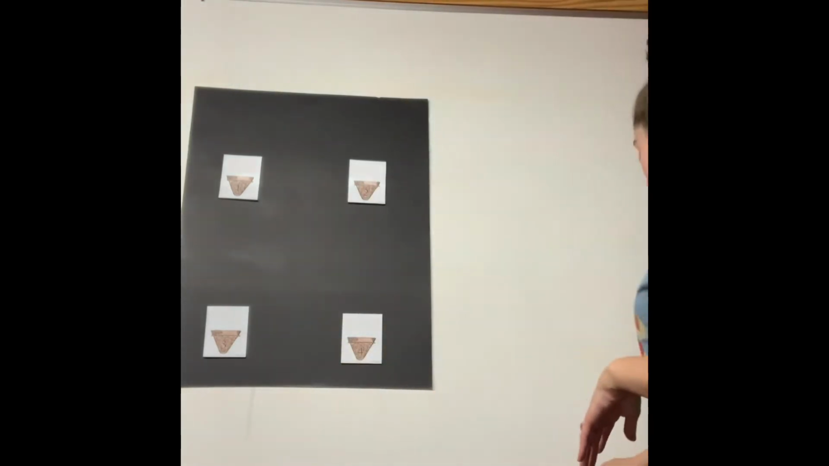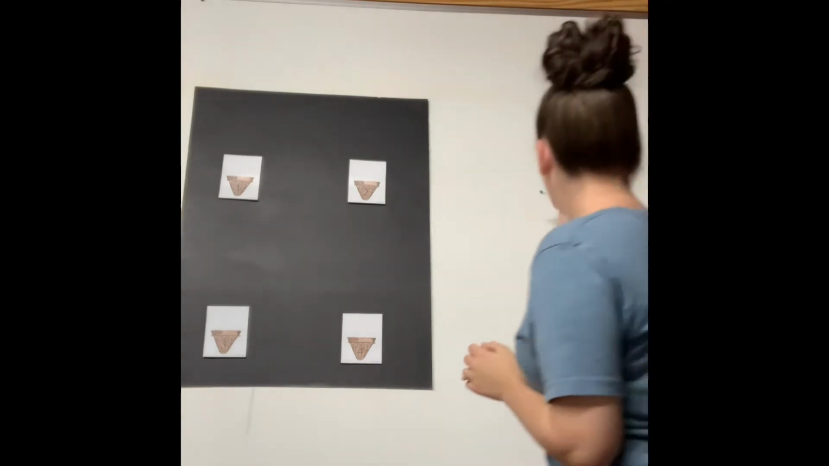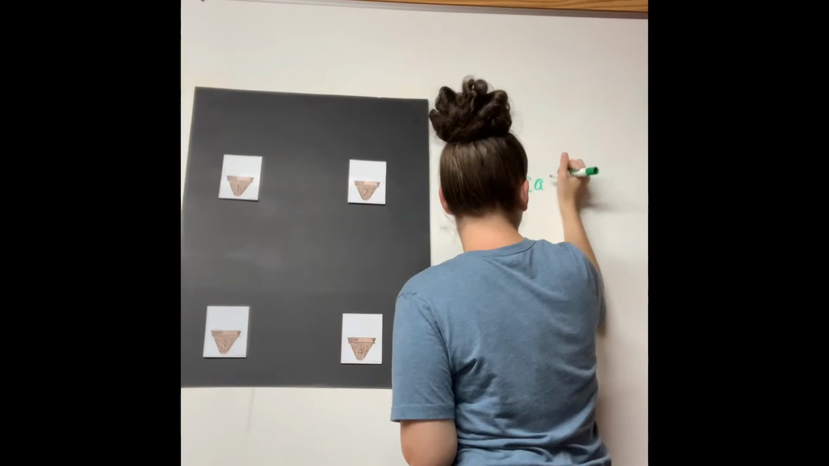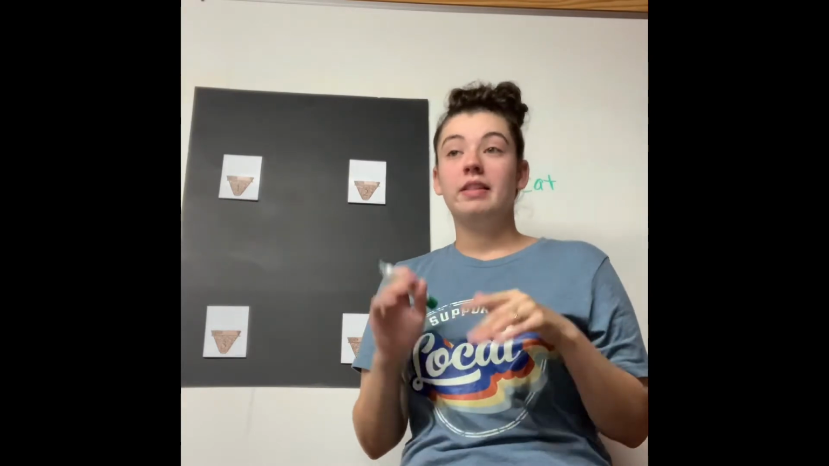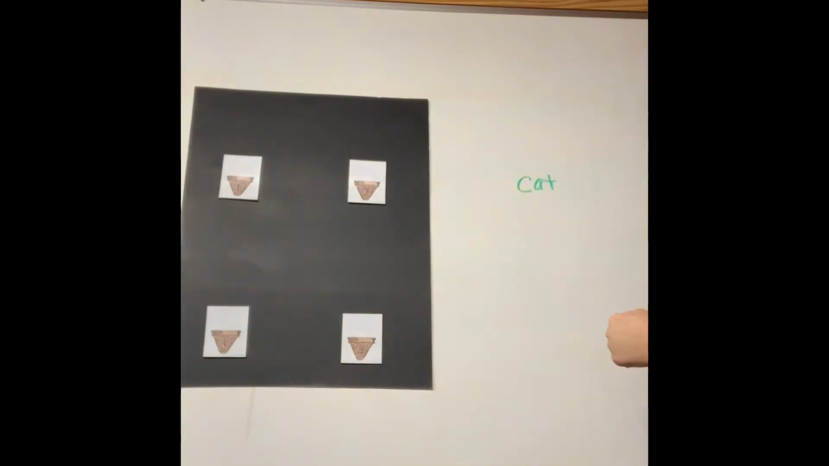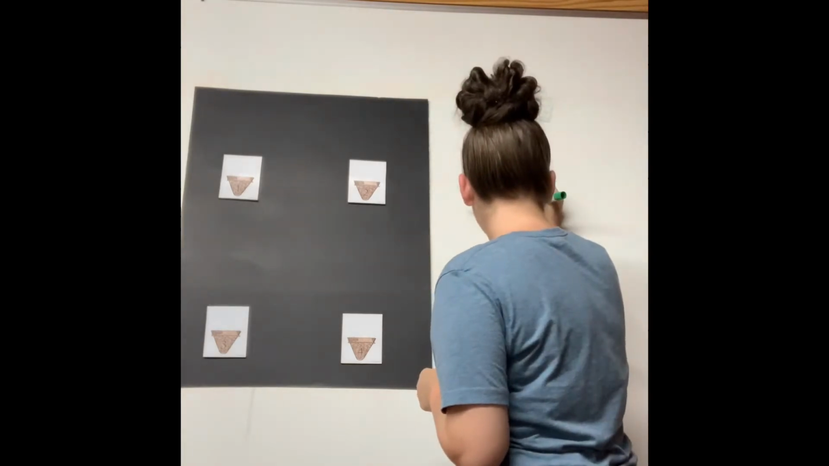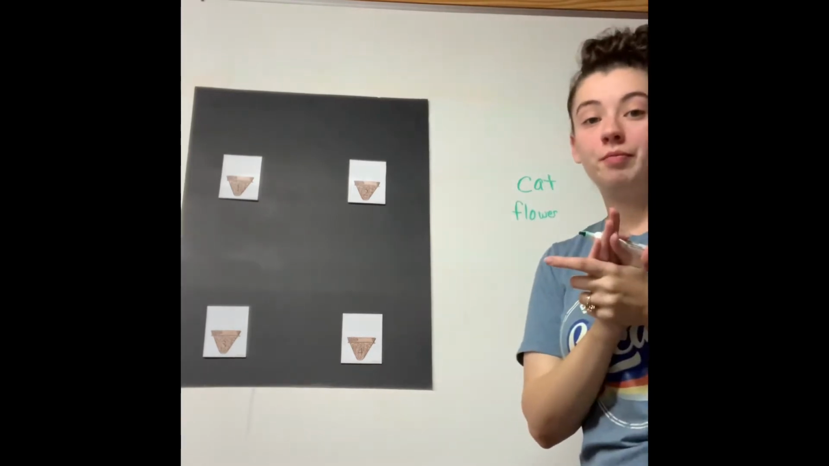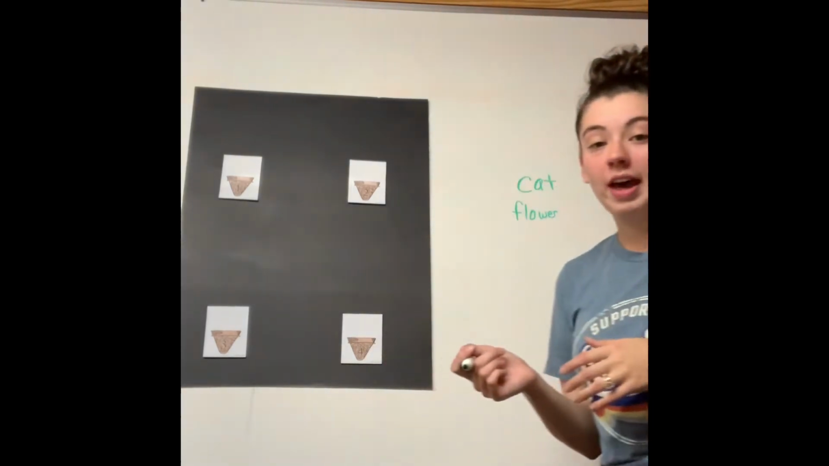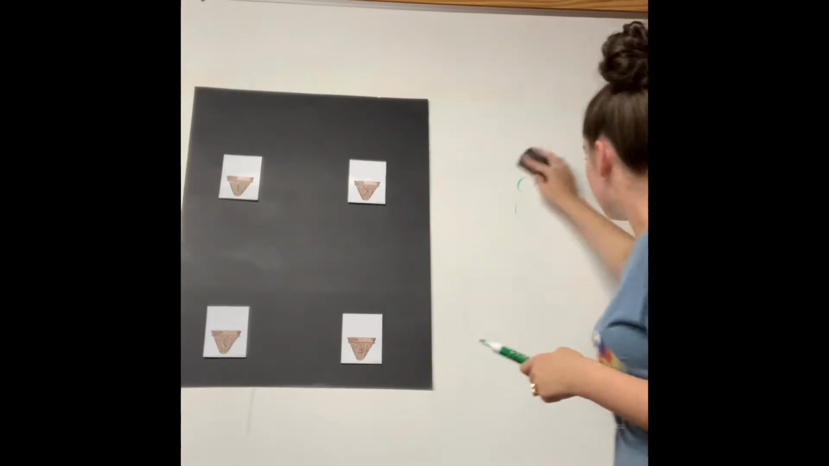So for the review, I'm going to review syllables by going over words and clapping out the syllables. For example, I would write cat, C-A-T. So then the class would clap. That's 1 syllable. That's how many they clapped. Then I would write flower on the board. Flower. That's 2 syllables. So then we'll go over that. That's what we'll do for the review.